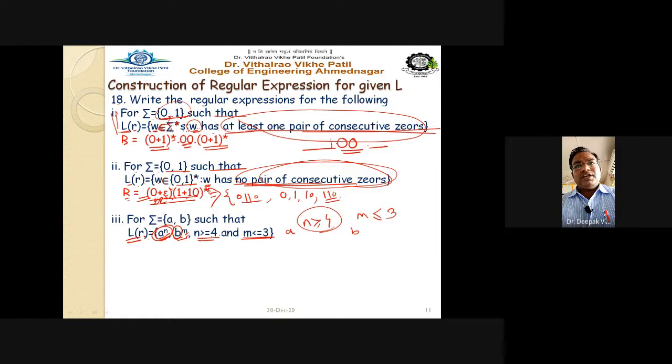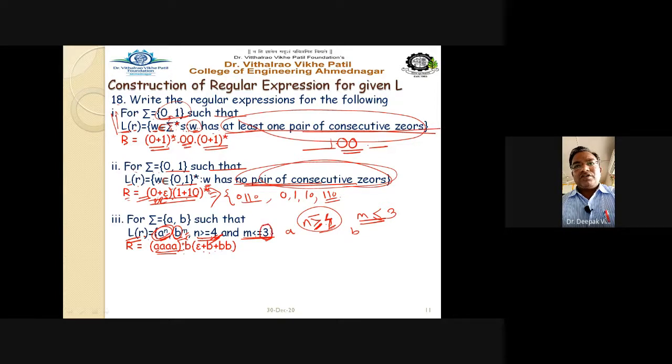And what is the value of n? n is always greater than or equal to 4. So the minimum value of n is 4, and m is less than or equal to 3. Strings in that language consist of a and b, and their counts are given here. So I can write here 4 times a, so a minimum of four a's are there, dot b into bracket (epsilon plus b plus bb), meaning m is always less than or equal to 3.